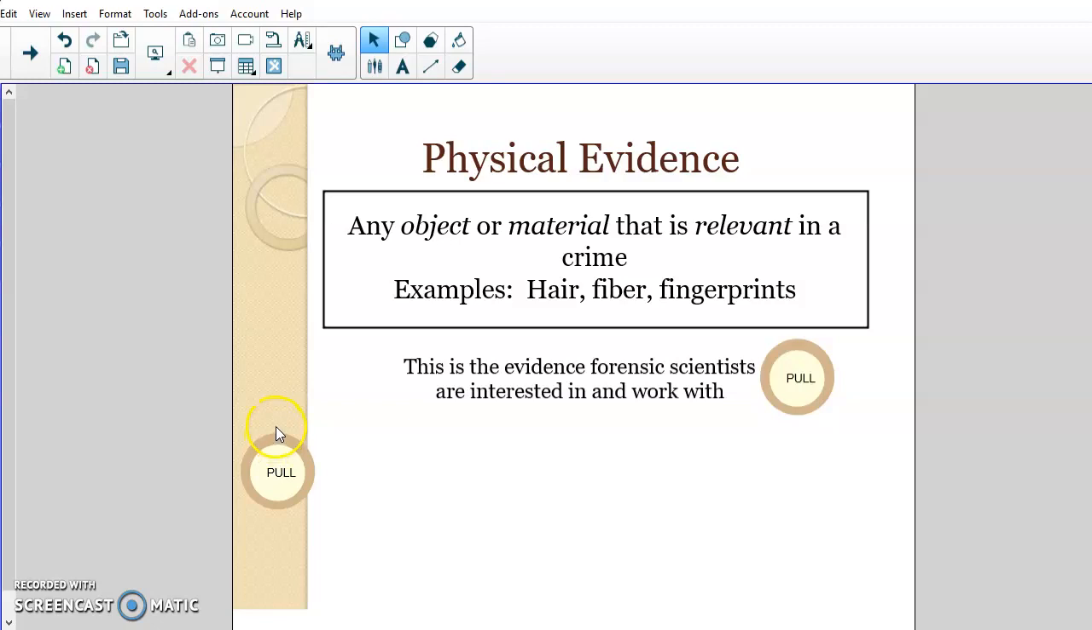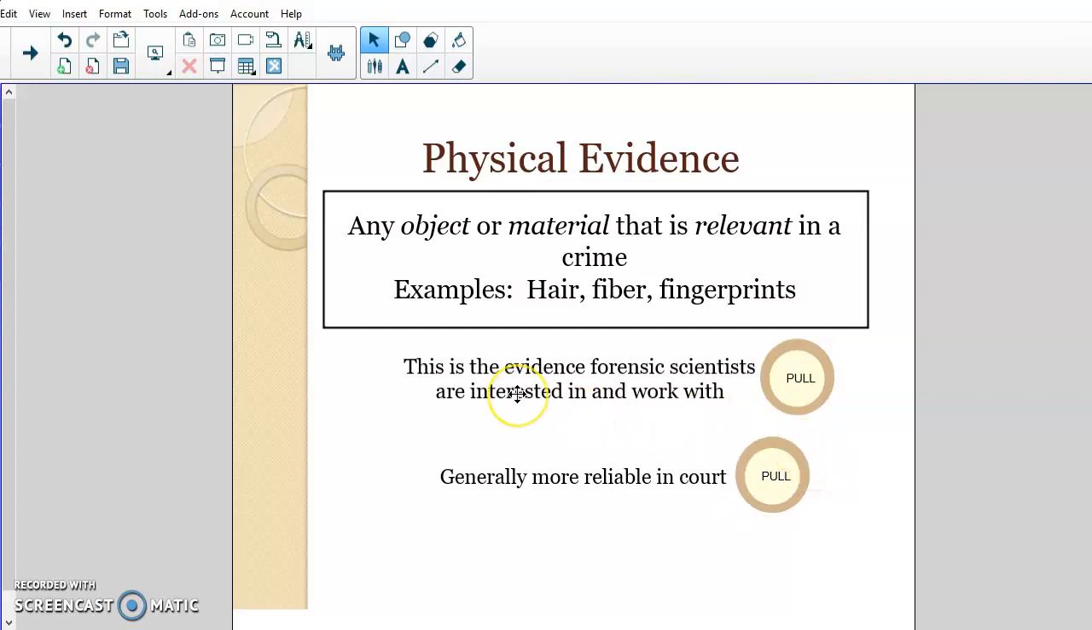So previously we talked about testimonial evidence being eyewitness accounts. While those are important and can be valuable, the physical evidence is what forensic scientists focus on. Okay, and that can either refute testimonial evidence or it can support it.